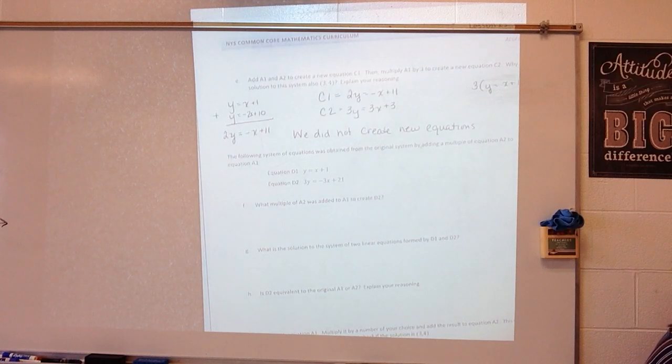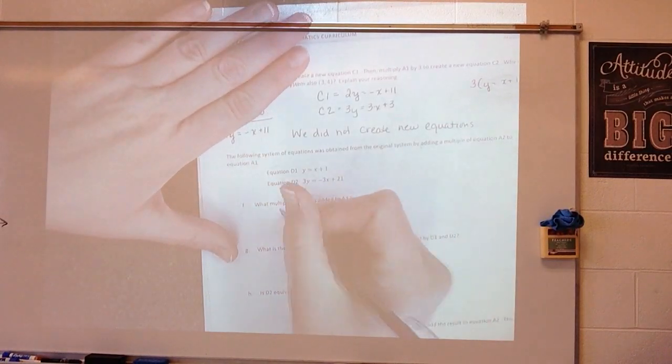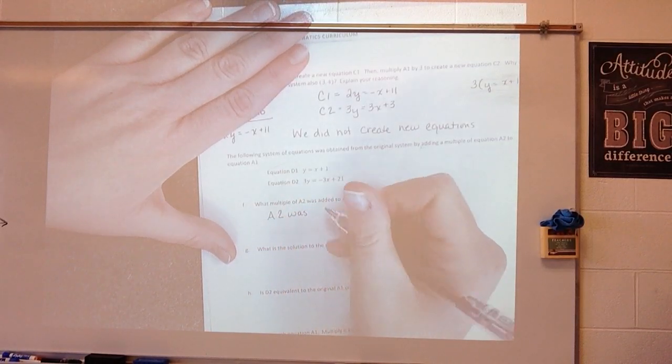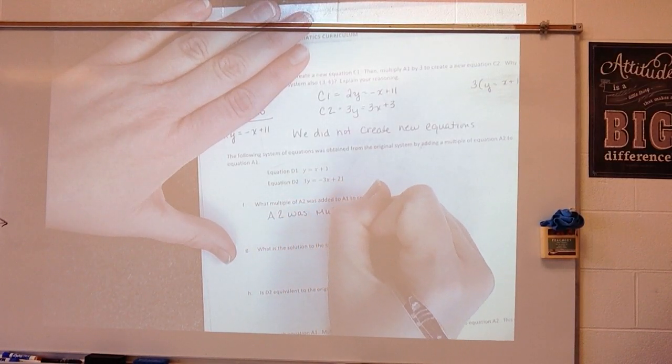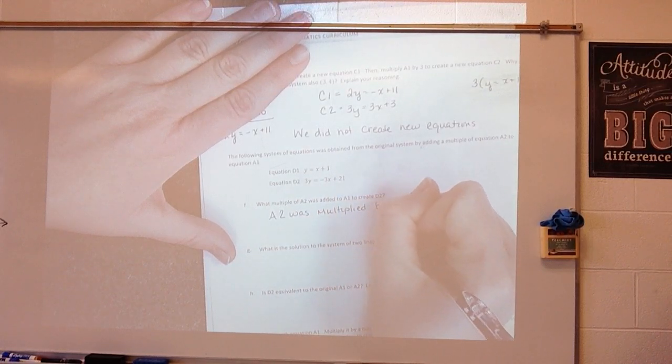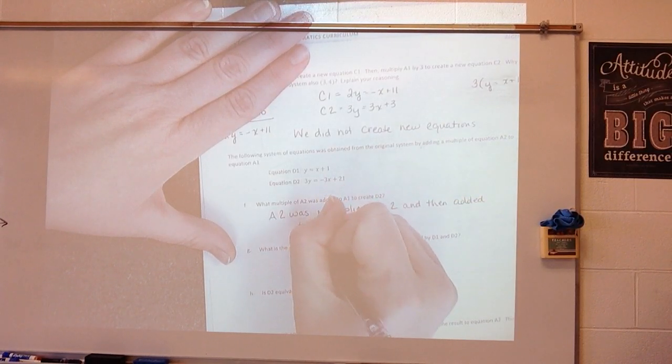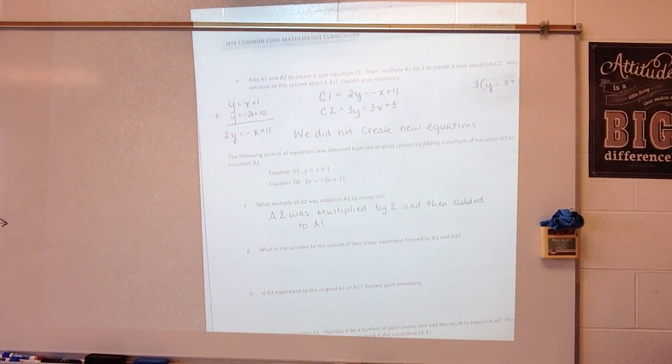So what did we do to A2 in order to get D2? Well, if you look, A2 was multiplied by 2, and then added to A1.